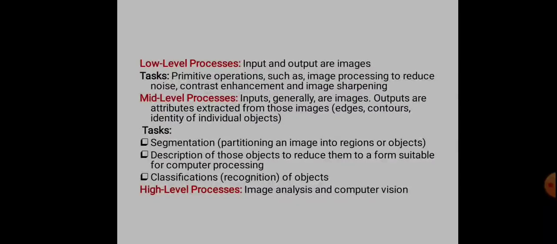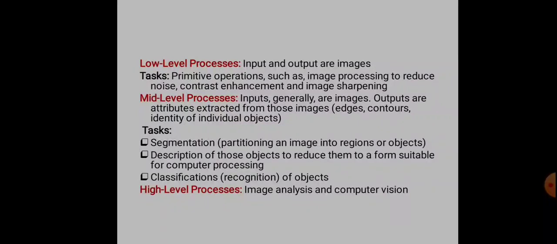There are 3 levels of processes. The first one is the low level process. Here the input and output are images only. It consists only of primitive operations such as image processing to reduce noise, contrast enhancement, and image sharpening. These are the operations performed in low level processes.